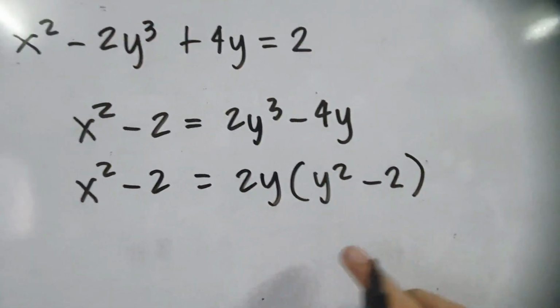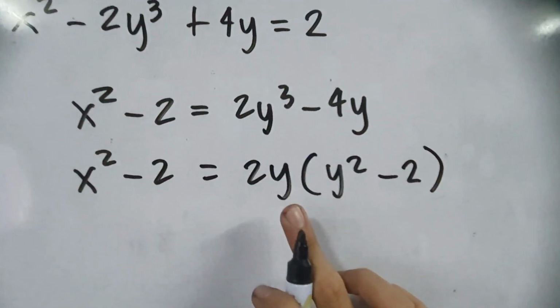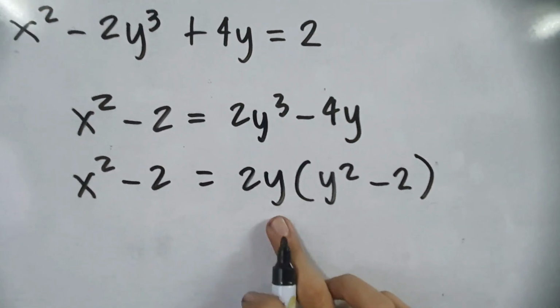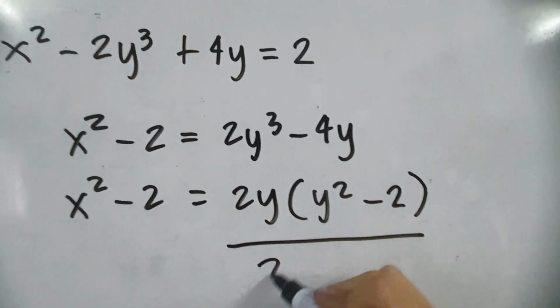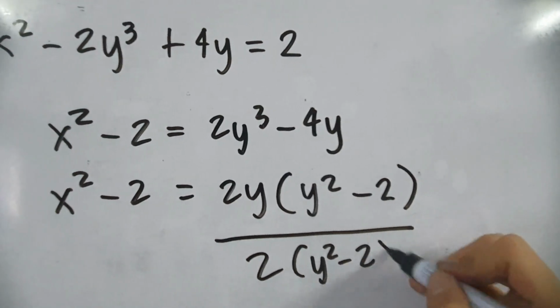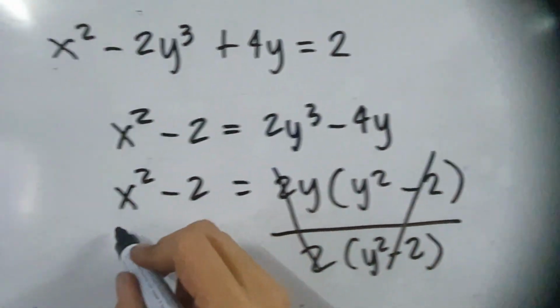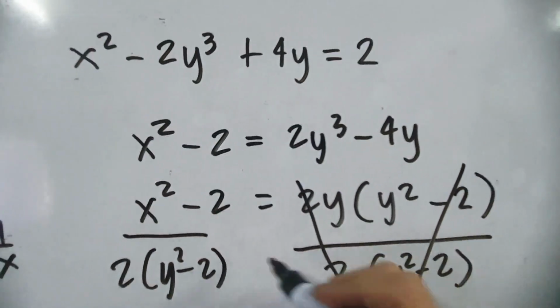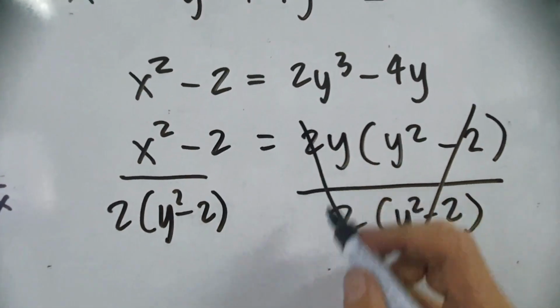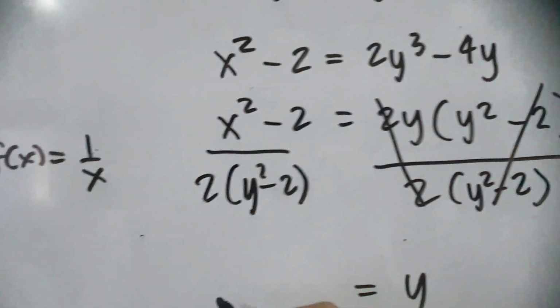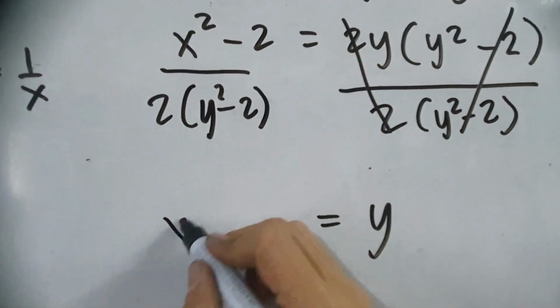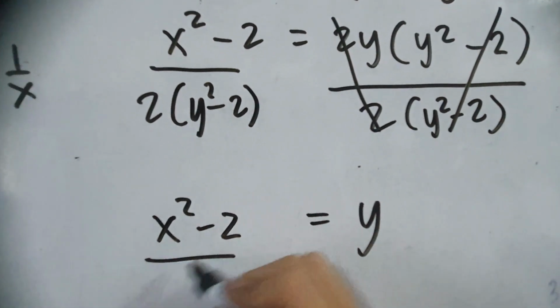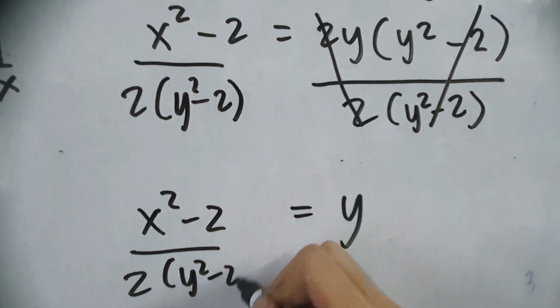And I'm going to find the value of this y right here, so I'm going to divide both sides by 2y squared minus 2. So I now have my y on this side of the equation, and on this side I have x squared minus 2 over 2y squared minus 2.